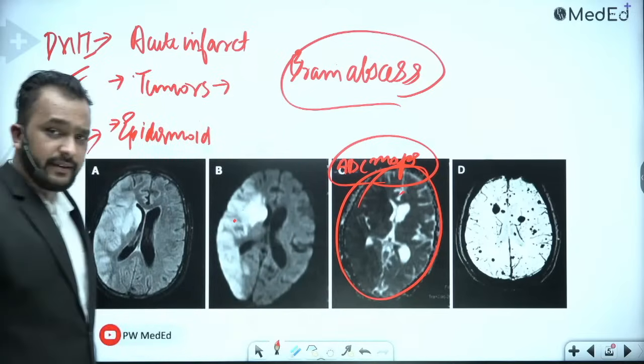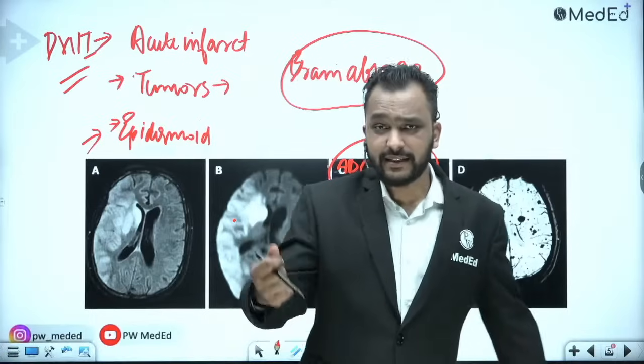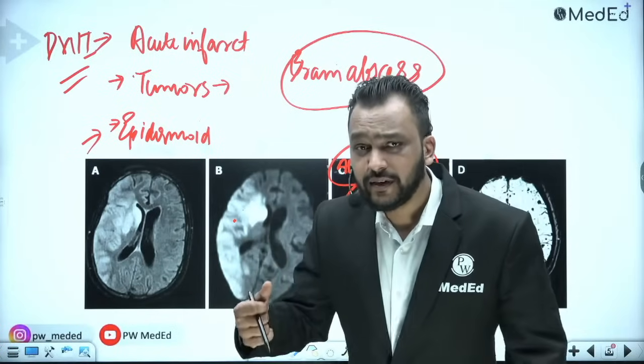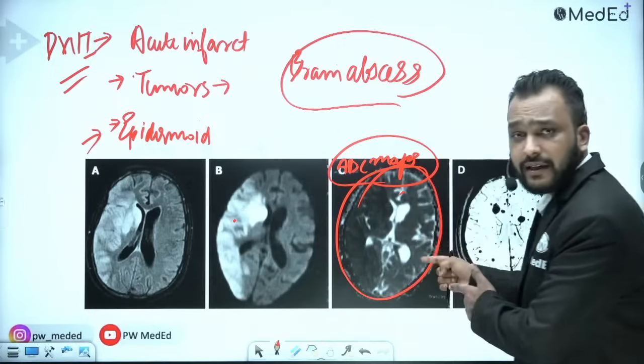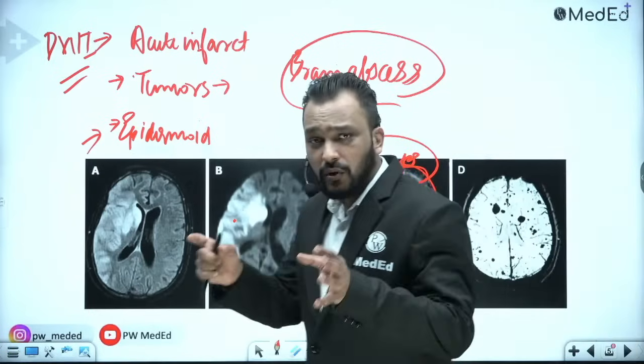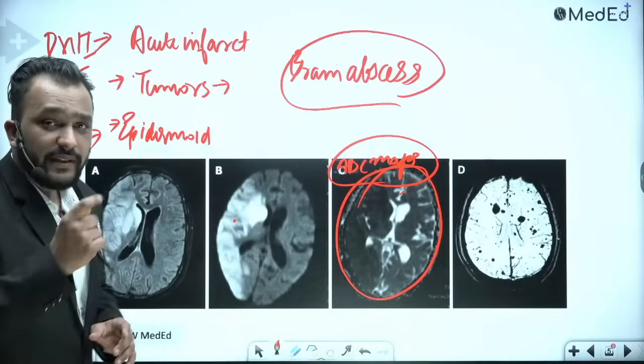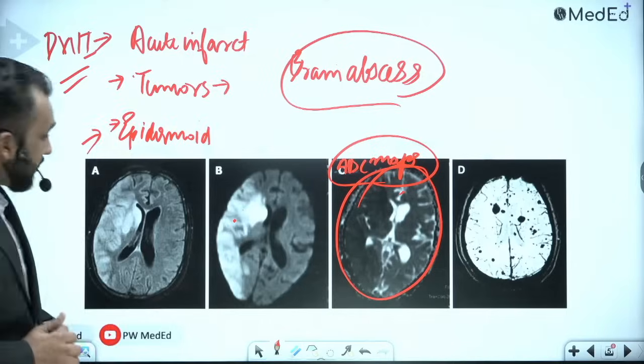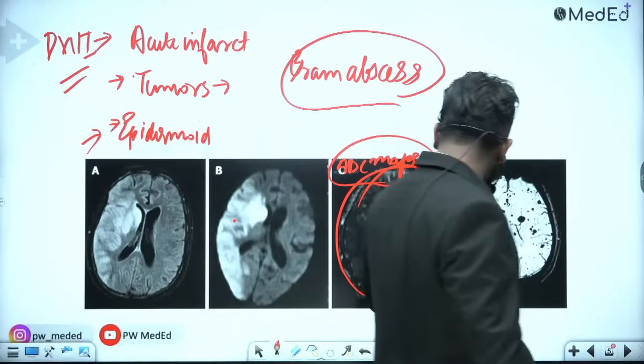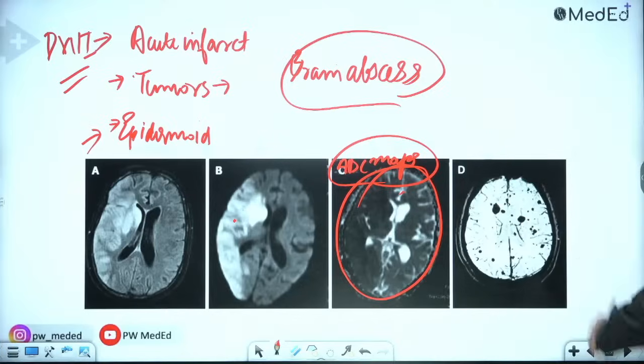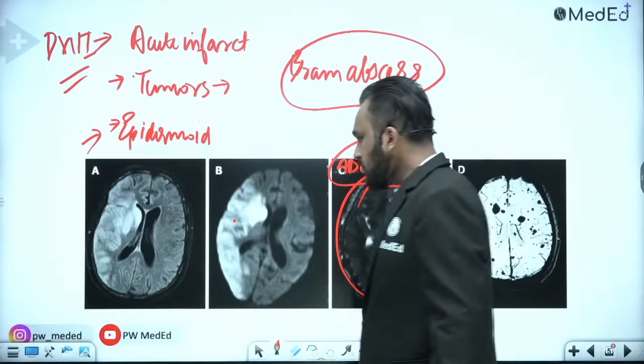Is that right? Any structure which appears bright on diffusion weighted imaging has to appear dark on ADC in order to call it restricted diffusion within that structure, right? So these are the 4 pathologies which are going to show diffusion restriction.